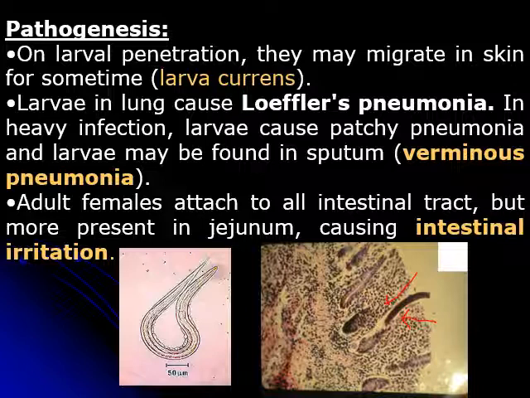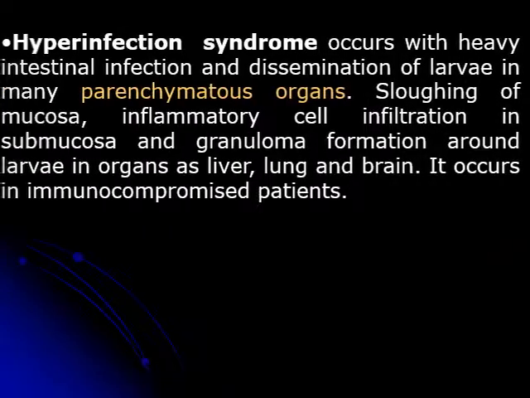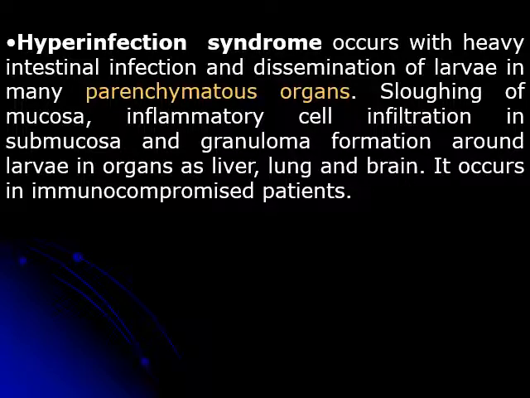This is also another picture of the rhabditiform larva, which is present in hyperinfection syndrome. It occurs with heavy intestinal infection and dissemination of larvae in many parenchymatous organs like liver, like kidney, like lungs, like brain. Sloughing of mucosa can occur, and inflammatory cell infiltration in the submucosa, granuloma formation around the larvae in organs like the liver or lung or brain.